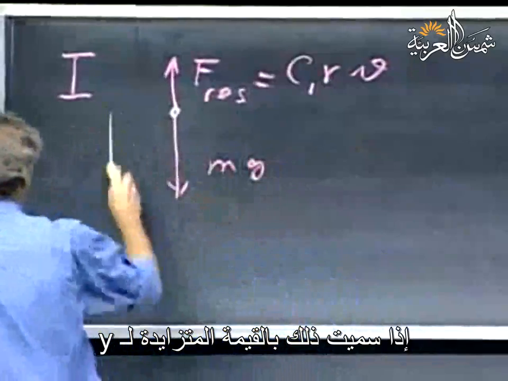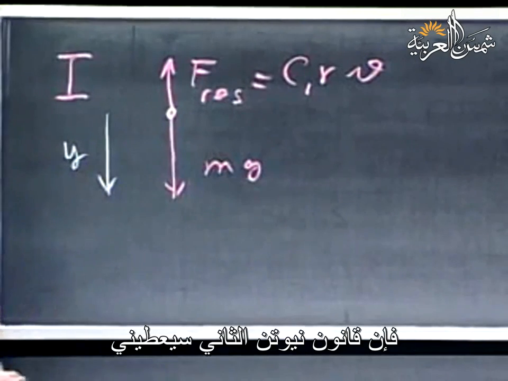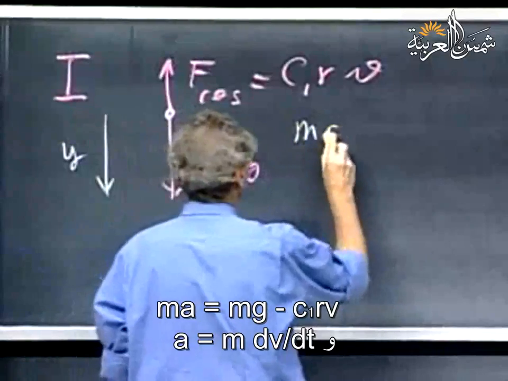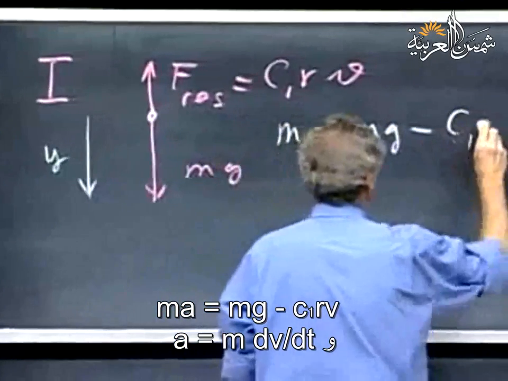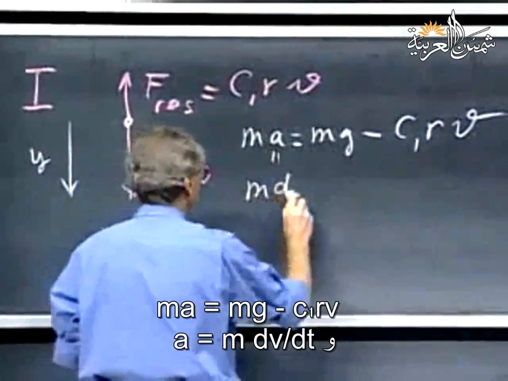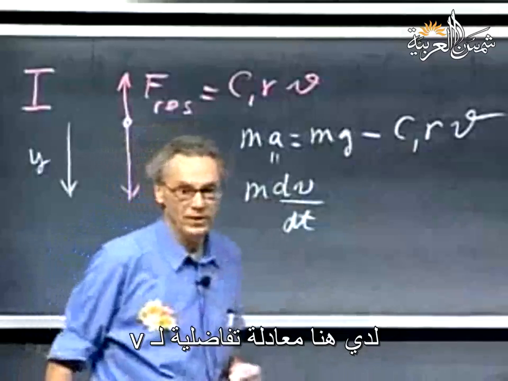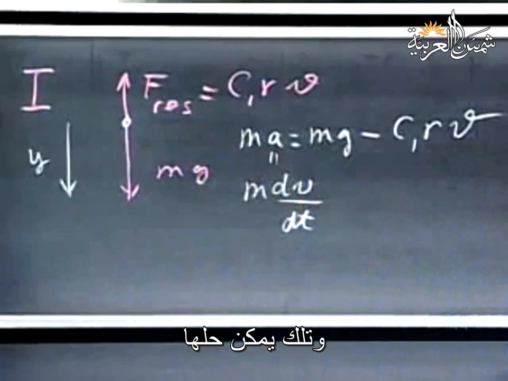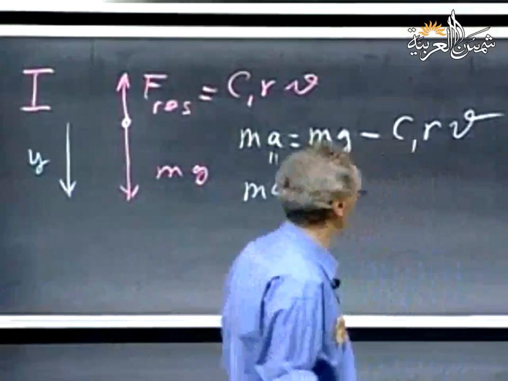And so, if I call this the increasing value of y, Newton's second law would give me ma equals mg minus C1 r times v. And this equals m dv/dt. So I have here a differential equation in v. And that can be solved. And you're going to solve it on your assignment number 4.